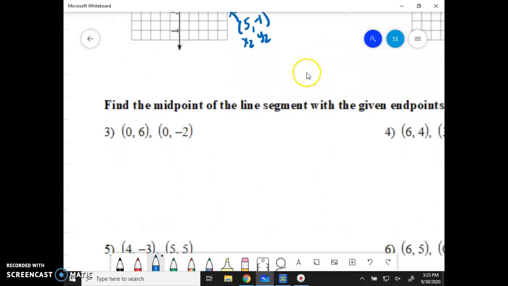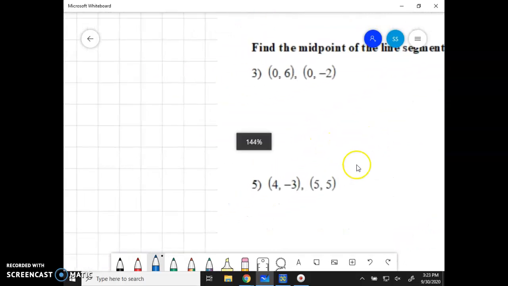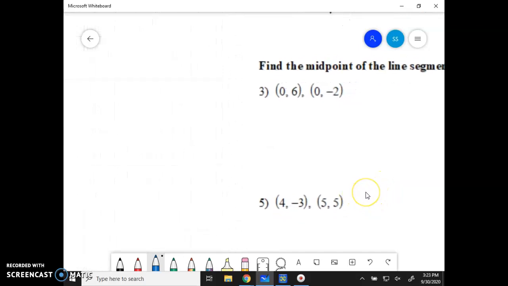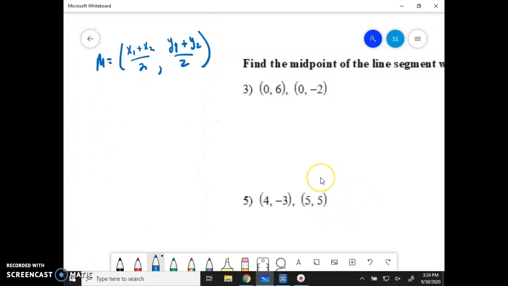Okay. All right, the next few, I think I'll go over here, give myself some room. We're finding the midpoint. We don't have a grid for these, so we're going to use the formula. Okay, here is the formula. It's just x1 plus x2 divided by 2, and then y1 plus y2 divided by 2. All right, so we can just go ahead and add our x's.